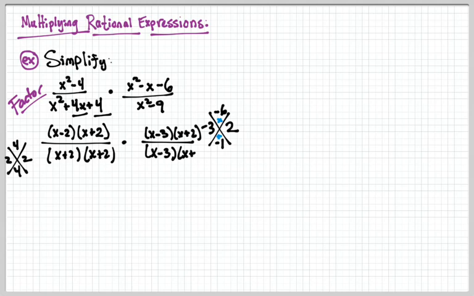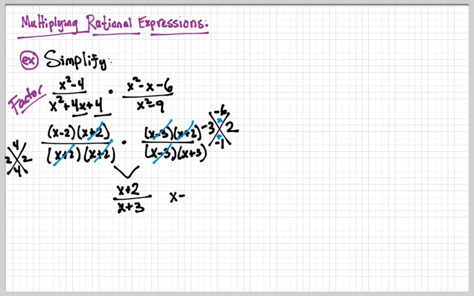times x plus 3. Alright, now it's fun. We get to simplify, so look for your like terms. Minus 3 done, plus 2, and plus 2. So we are left with, simplified form of this will be x plus 2 over x plus 3.